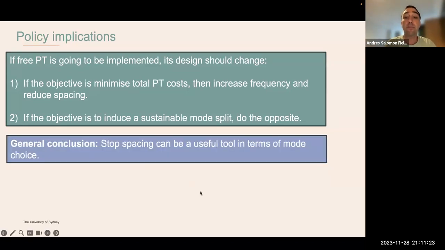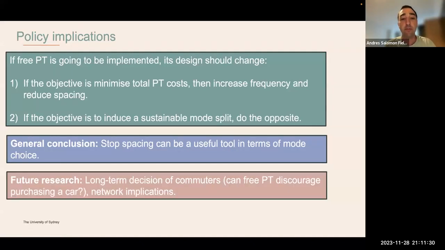General conclusion: not only in terms of free public transport, stop spacing can be a useful tool in terms of mode choice. Future research: long-term decisions of commuters. Can free public transport, for instance, discourage purchasing a car? That would be very important, but it is unclear. And network implications, because this was all done in a corridor.